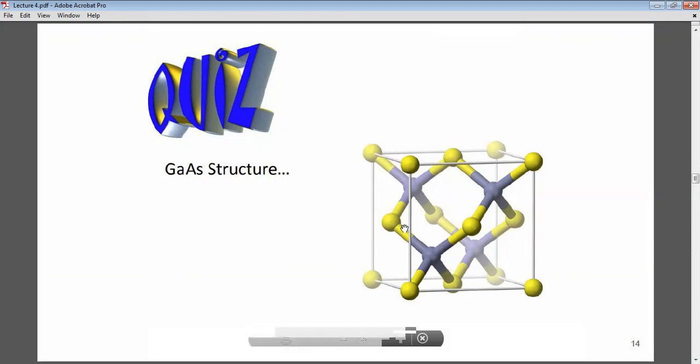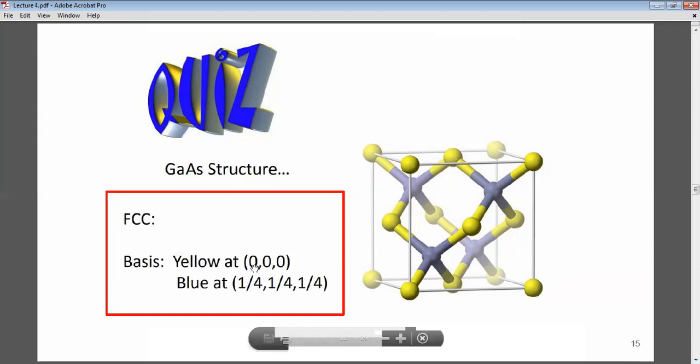So the yellow stuff have FCC, and then there is this blue thing displaced from the yellow thing by quarter, quarter, quarter. So this indeed is a carbon-like structure with yellow at 0, 0, 0 and blue at quarter, quarter, quarter. Okay, let's now move to something else.